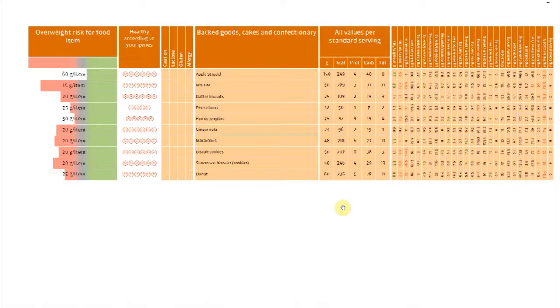So what we find here is that apple strudel is, as I've explained, something that has less weight gaining potential than waffles would. So a person can eat 60 grams of apple strudel to have the same weight gain effect as 15 grams of waffles. So what does this tell you? It tells you eat more apple strudel and less waffles if you have the choice. Both taste maybe the same to you, then you can choose the ones that are better for your genes.